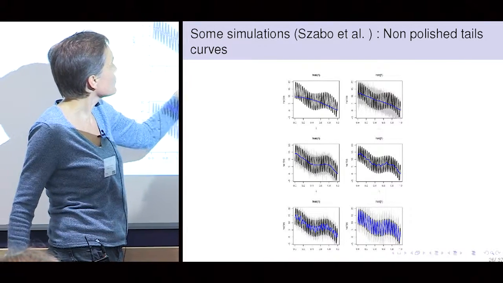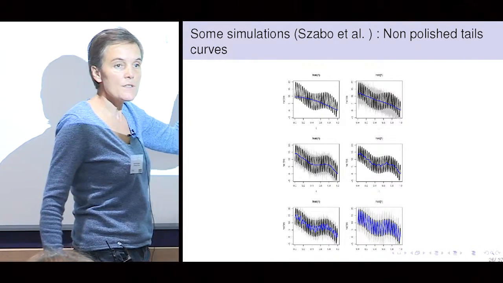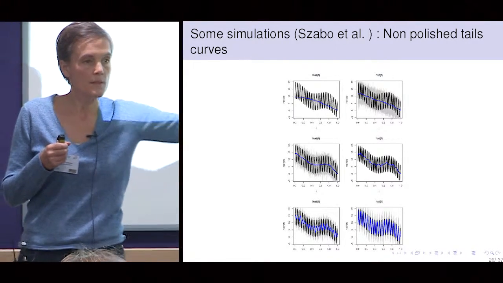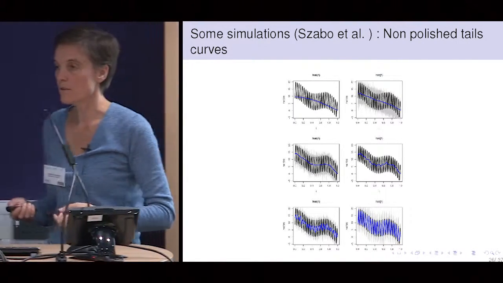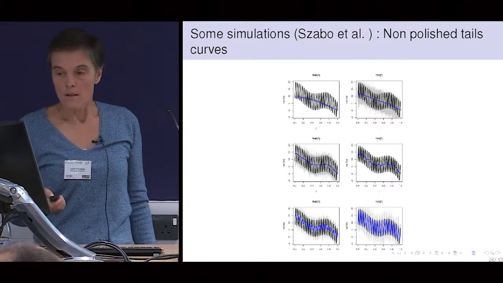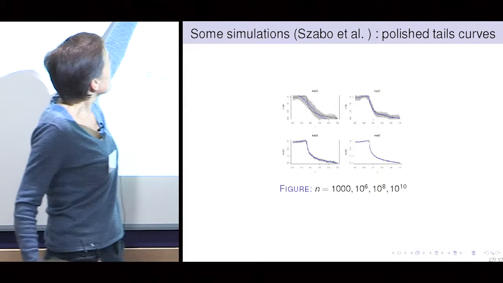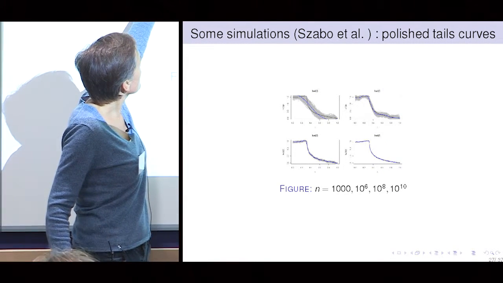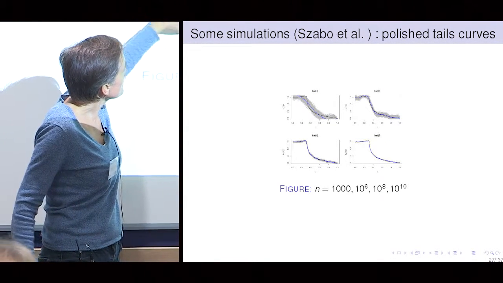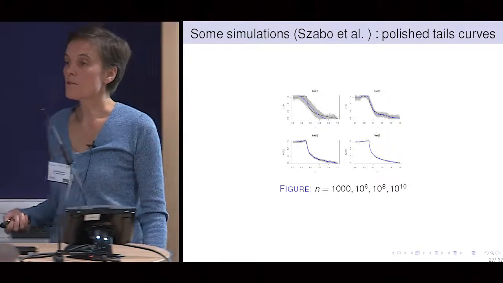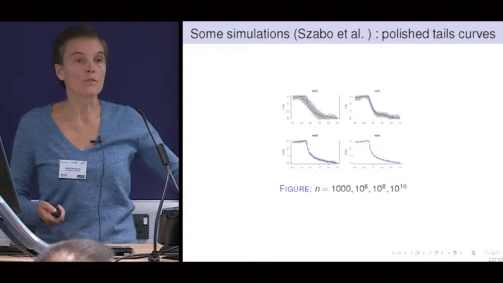You're still capturing what you want, but not anymore. And so you see that as n increases, you are good, and then you're bad, and then you're good, and then you're bad. And so you're not going to be good at the end of the day. Not always, let's say. Whereas if you take a polished tail function, which is the black one here, now as n increases, you're going to be better and better, and you're really going to capture the true curve with your credible bounds.